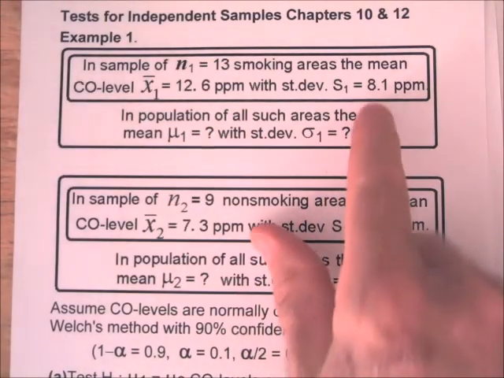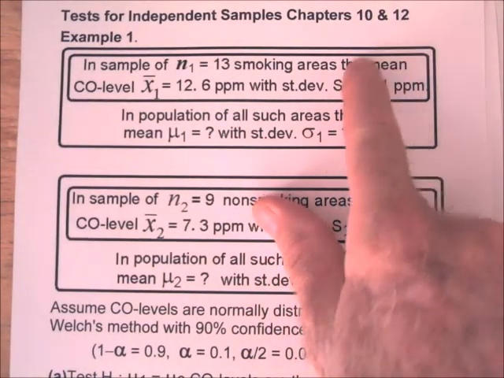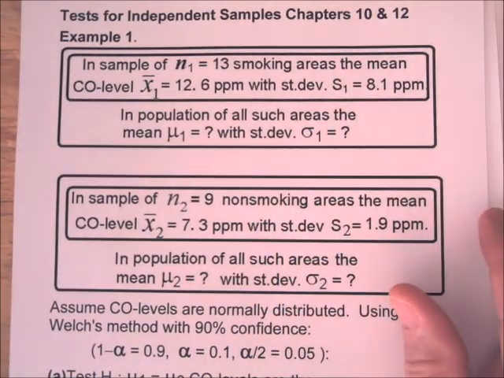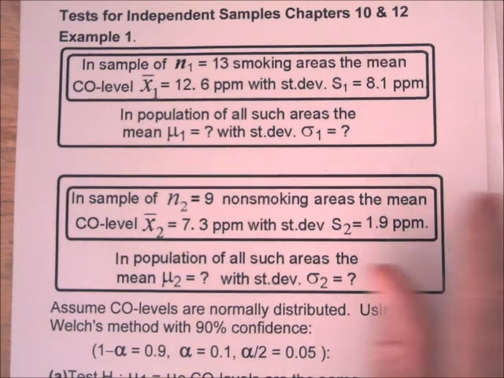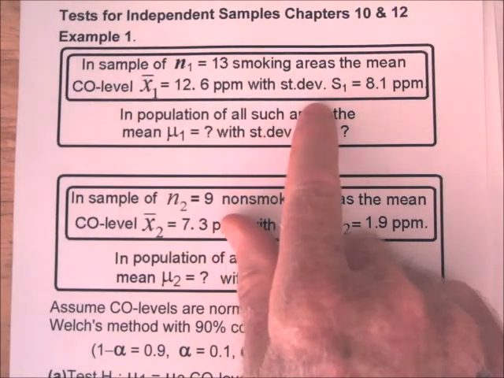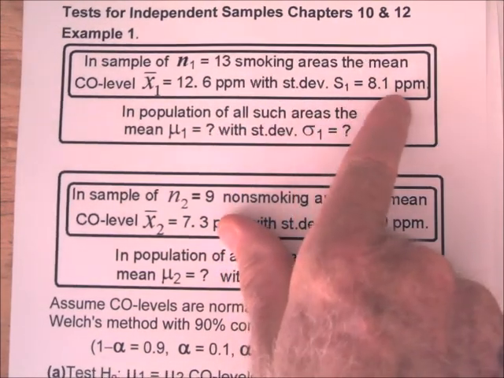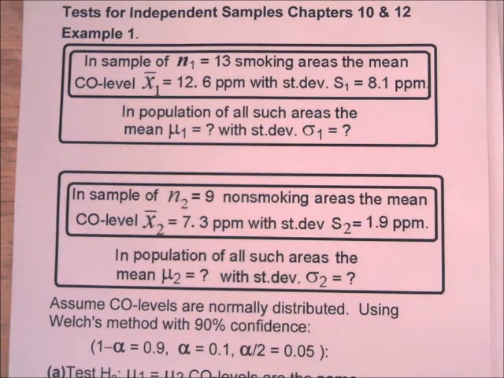Test for independent samples, chapters 10 and 12. Example: in a sample of n1 equals 13 smoking areas, the mean carbon monoxide level x1 bar is 12.6 parts per million with a standard deviation s1 of 8.1 parts per million. This sample is taken from a larger population of all such areas with unknown mean and unknown standard deviation.